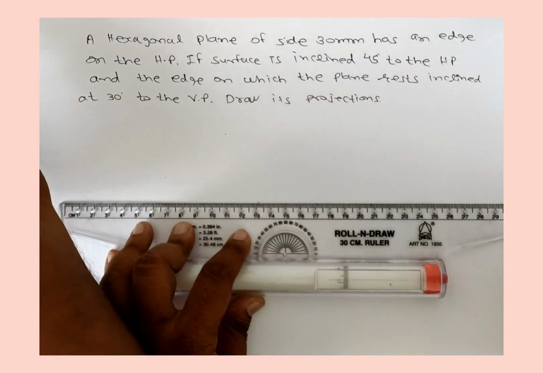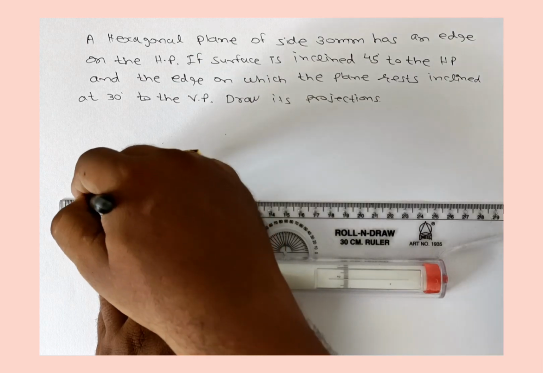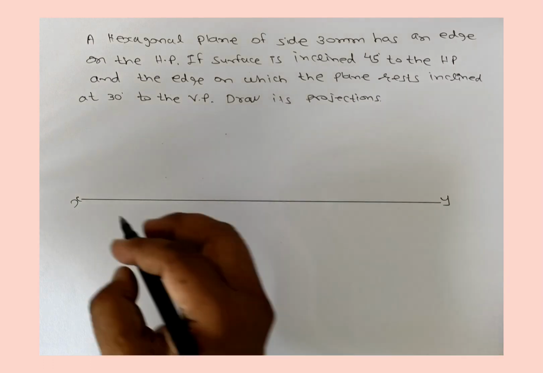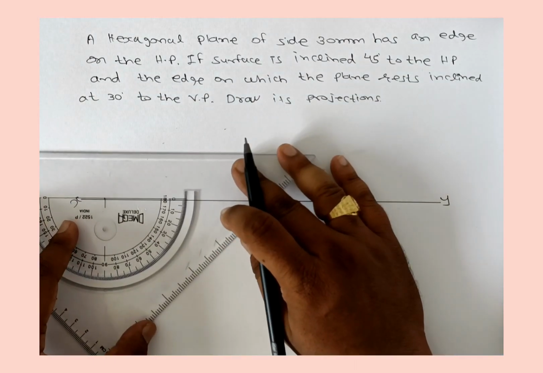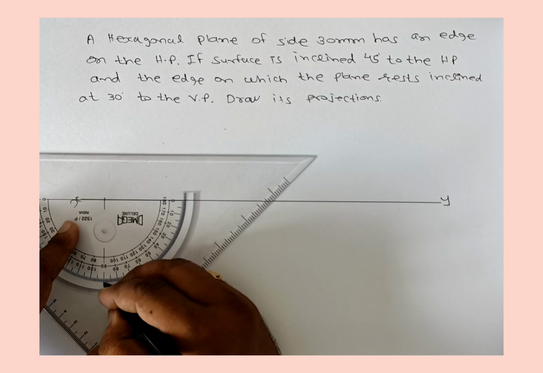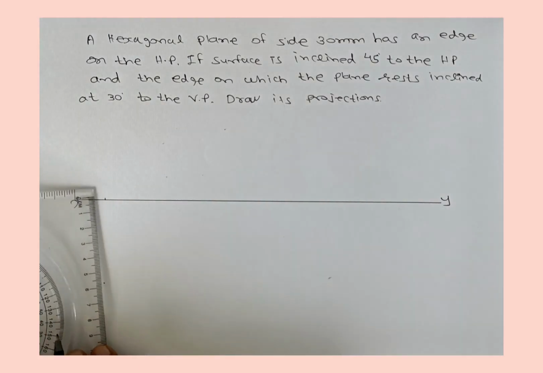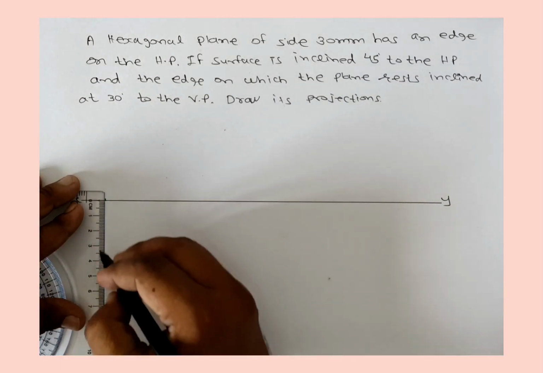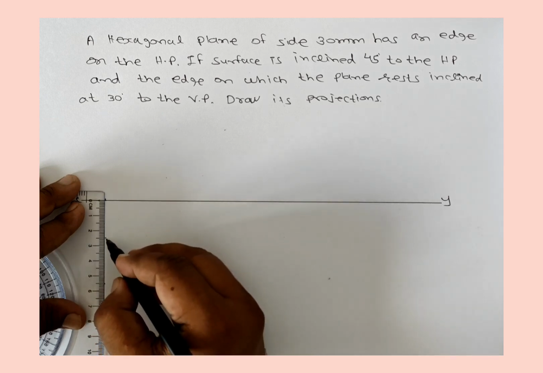Okay, here we can see this is the XY line and this is the point. From that point we have to draw a vertical line. Okay, the hexagonal edge given is 30, so we can take any value. We can set that 2.5, okay, then 30.